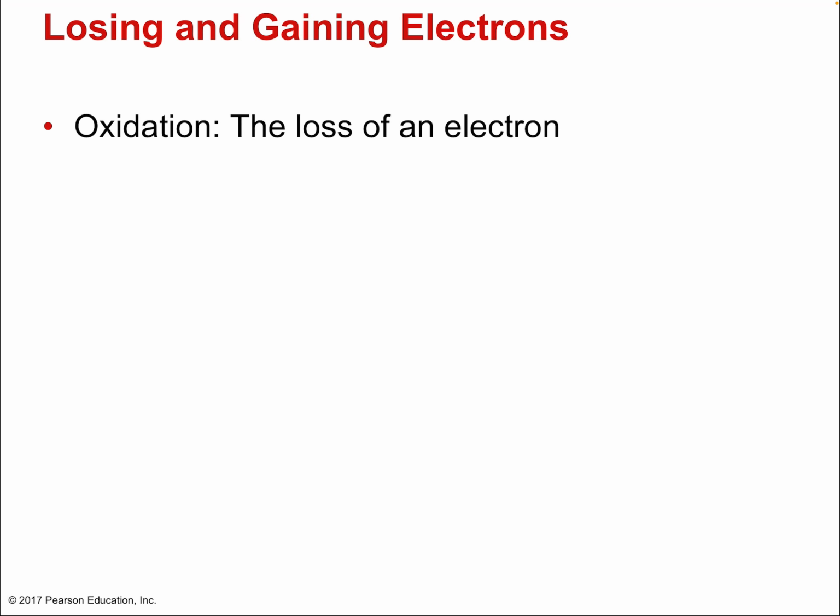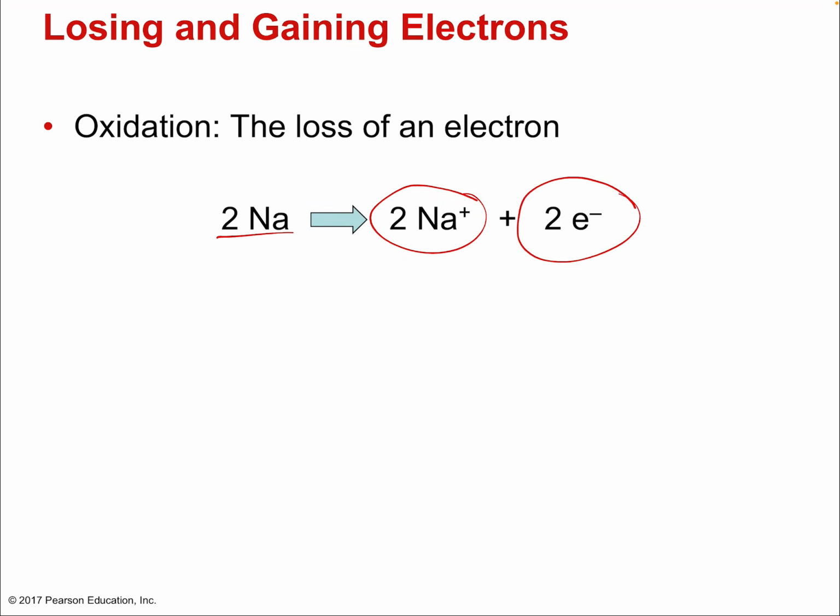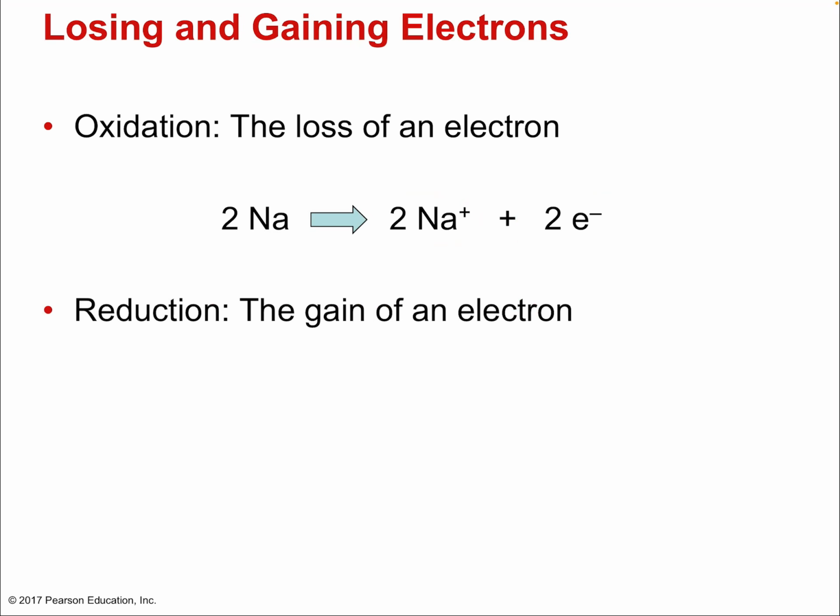Okay, so oxidation is the loss of an electron. All right, so for example, we have neutral sodium becoming a sodium ion because it gave up electrons. Okay, so it got a net positive charge because it lost electrons. On the other hand, reduction is the gaining of electrons. So for example, chlorine gas can gain electrons and become a negative ion. Okay, so reduction, you gain something, oxidation, you lose it.